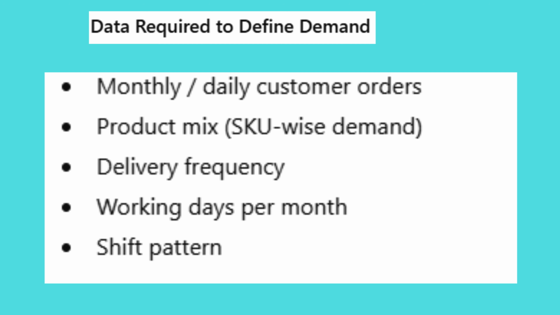Next, we need to know the working days. Because available production time depends on how many days we are operating. And finally, the shift pattern, whether we are running one shift, two shifts, or three shifts. All this data together helps us calculate available time and actual demand rate, which is essential for defining things like takt time and production planning. So without this data, demand remains an assumption, but with this data, demand becomes measurable and actionable.